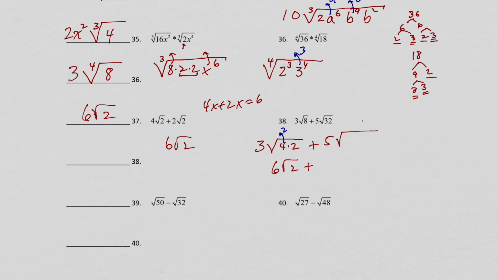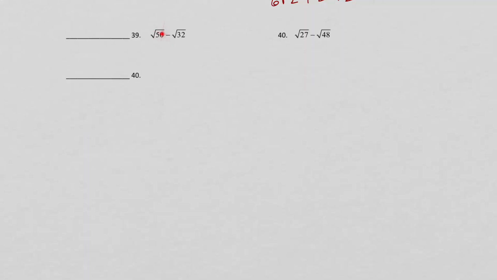This is 32 is 16 times 2. And when I square root the 16, I get 4. This 4 multiplies with that, and then we get 20. And these are like terms, root 2 and root 2. So we add them up, and we get 26 root 2. I have to simplify that, or break that down. That's 25 times 2. And when we square root the 25, we get 5. So this is 5 root 2.